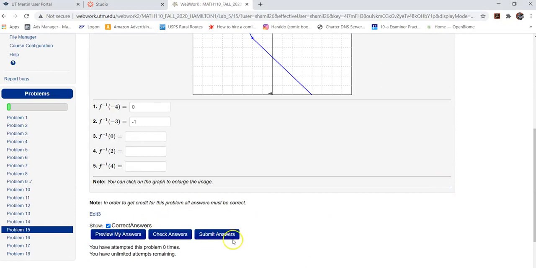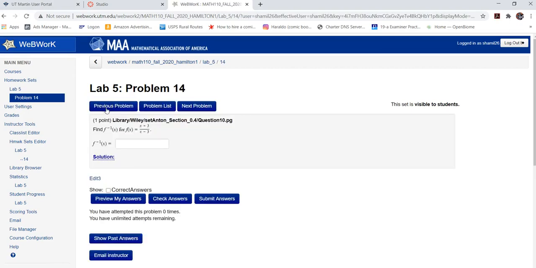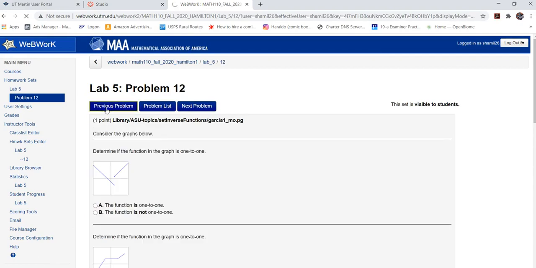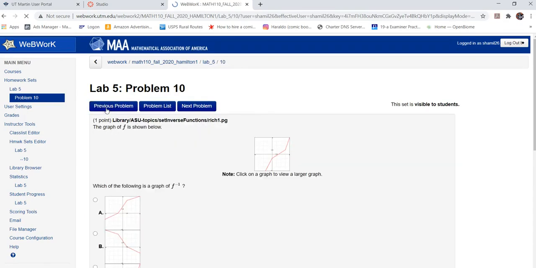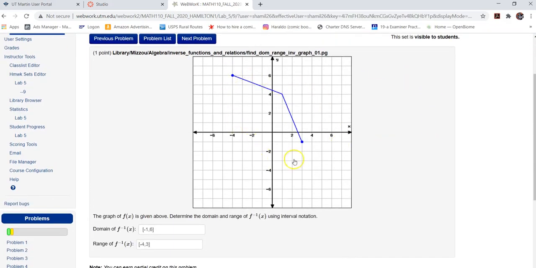So let me just check those. Okay, and they're matching up with the correct answer. So we should know how to do those now. Again, you are given the graph of f in blue, and they do not ask you for domain of f and range of f. You're asked for domain of f inverse and range of f inverse.